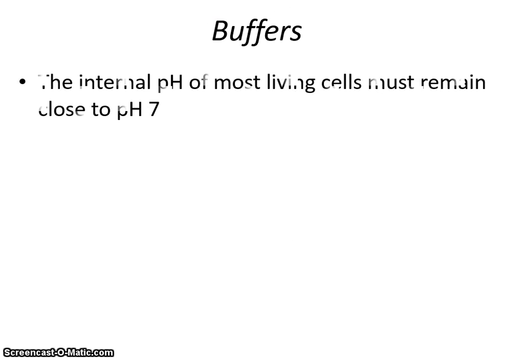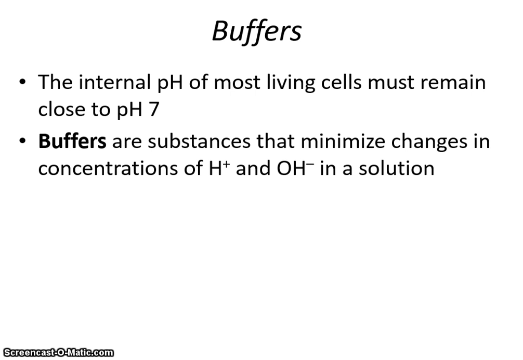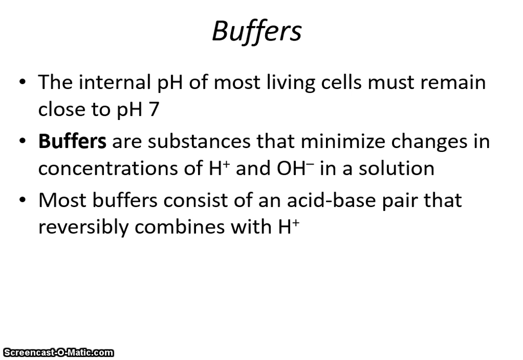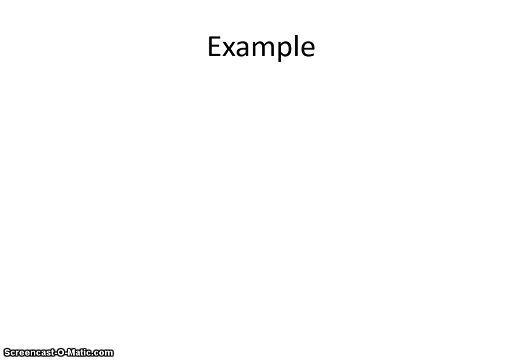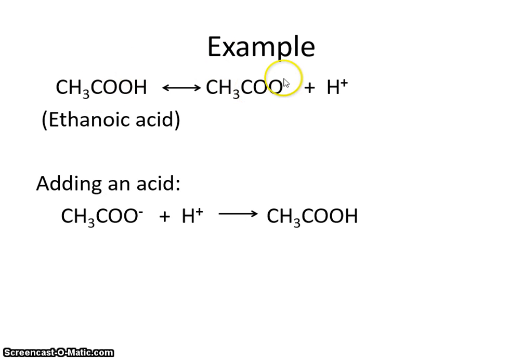Now, in biology, systems typically have buffers in place that will minimize changes in those different concentrations of hydrogen ions and hydroxide ions. Usually this consists of a weak acid-base pair that can reversibly combine with hydrogen. So for example, if we look at ethanoic acid, this reaction is reversible. Okay, so it can go either direction. If an acid is added to the system, so let's say it's added to the cell or whatever we're talking about, the reaction is going to be shifting to the right. So we're going to be making more of this compound.